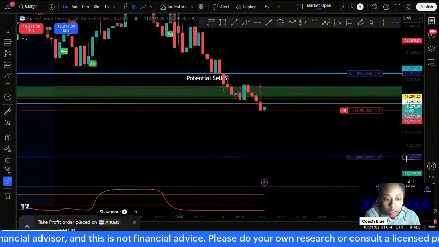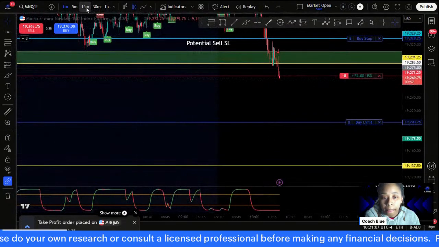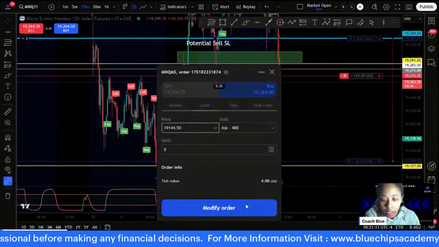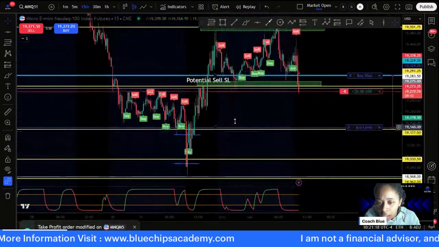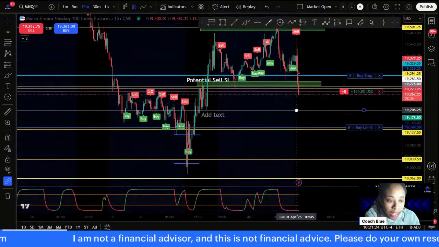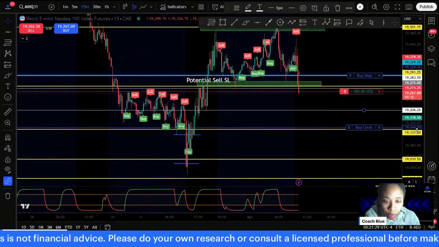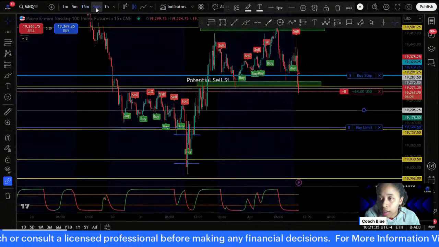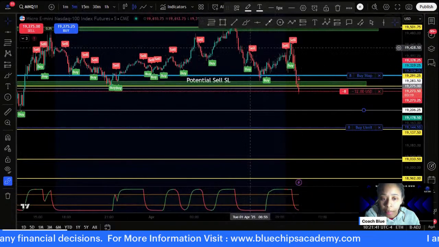Let's look at our targets here. Let me go to the 15-minute. I'm going to bring this down to give me a little space. TP1 would be here, 19,206. And then TP2 is 19,144. If we look at the 15-minute, we got a sell alert as well. The 30-minute looks like it's trying to come in. On the 5-minute, we got a sell alert as well.